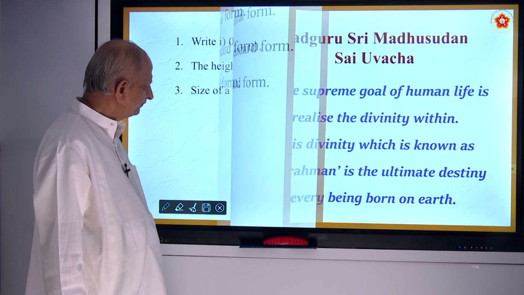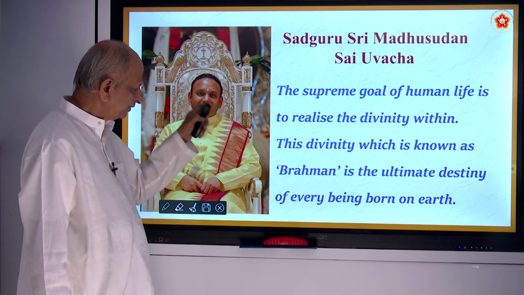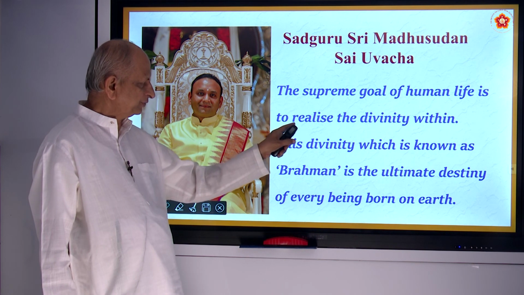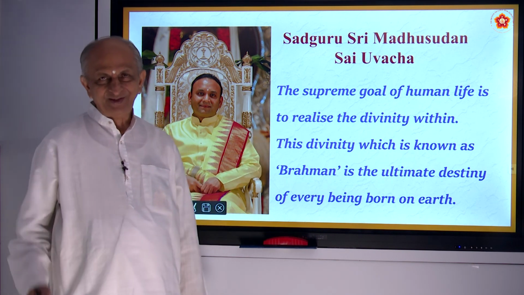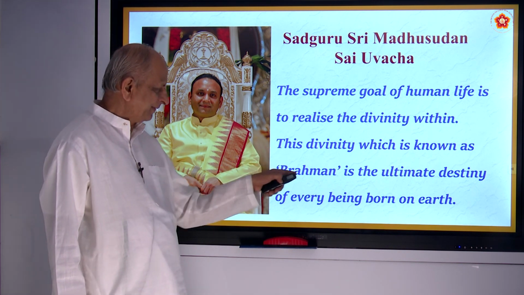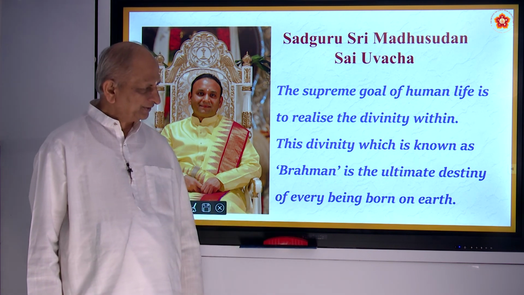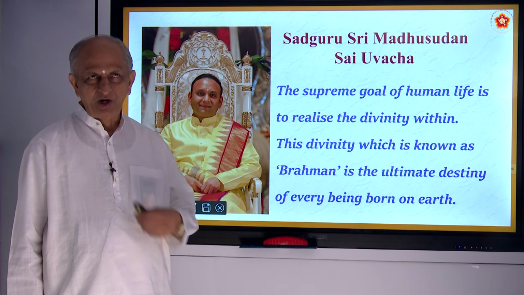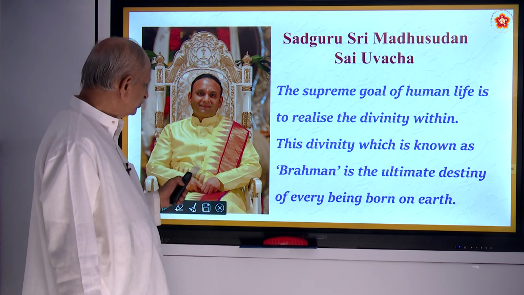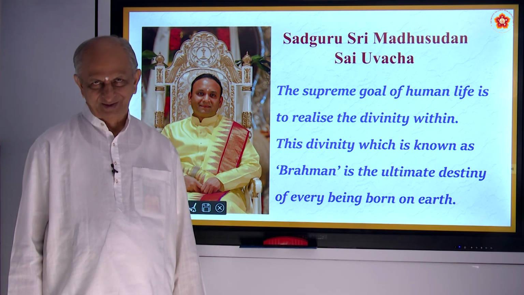And let us see what Bhagavan Madhusudan Sai says. This is Sadguru Madhusudan Sai. He says, supreme goal of human life is to realize divinity within. There is God within all of us. And this divinity is known as Brahman. It is the ultimate destiny of every being born on this earth. So there is God inside all of us. So we have to realize that. That is what Sadguru Sri Madhusudan Sai says. Aham Brahma, Sarvam Brahma, he says.